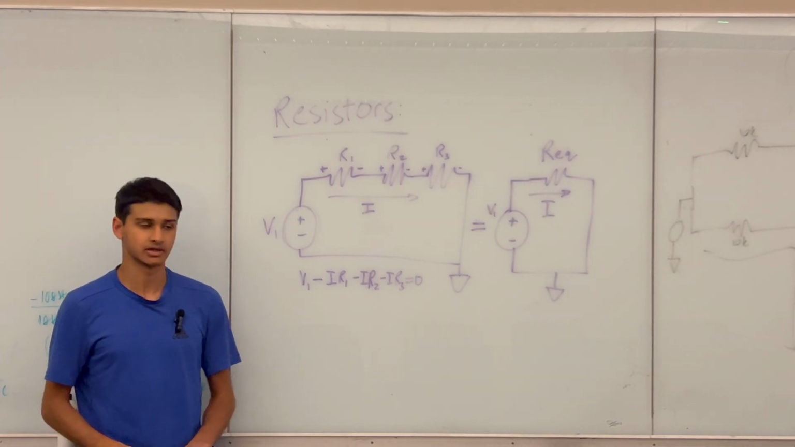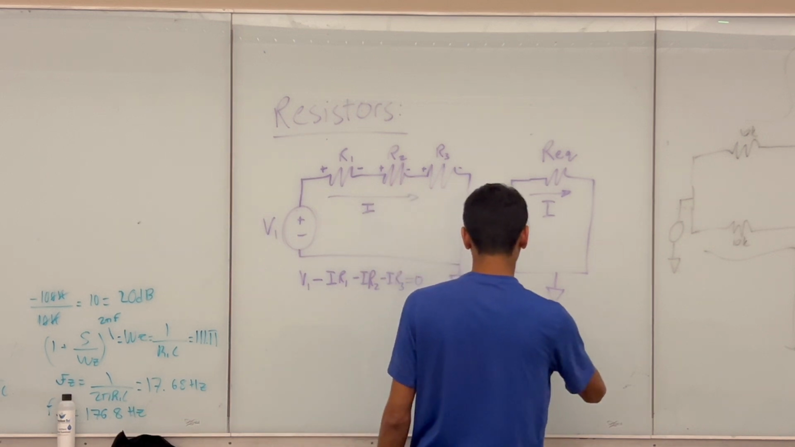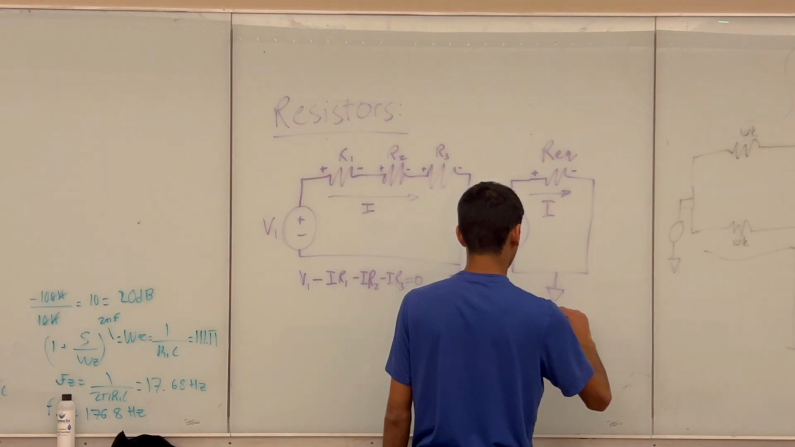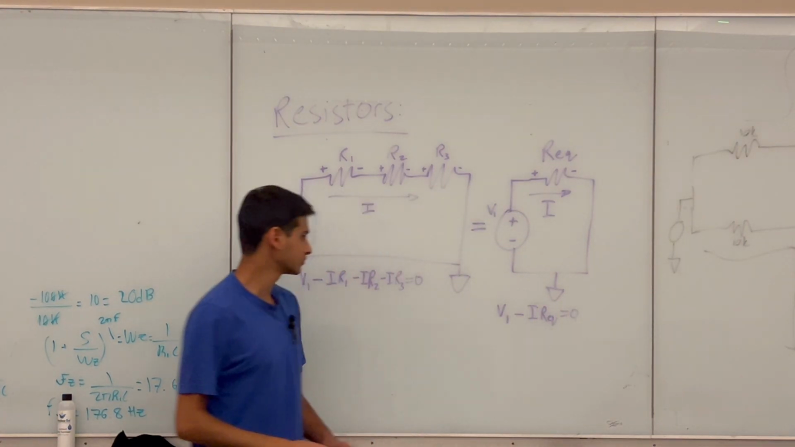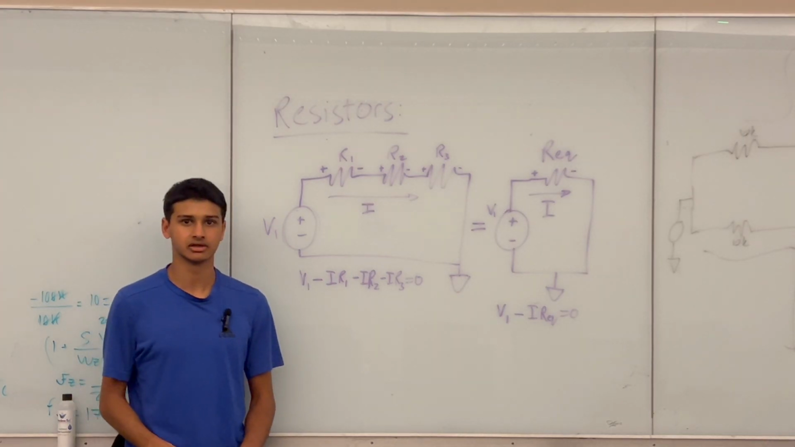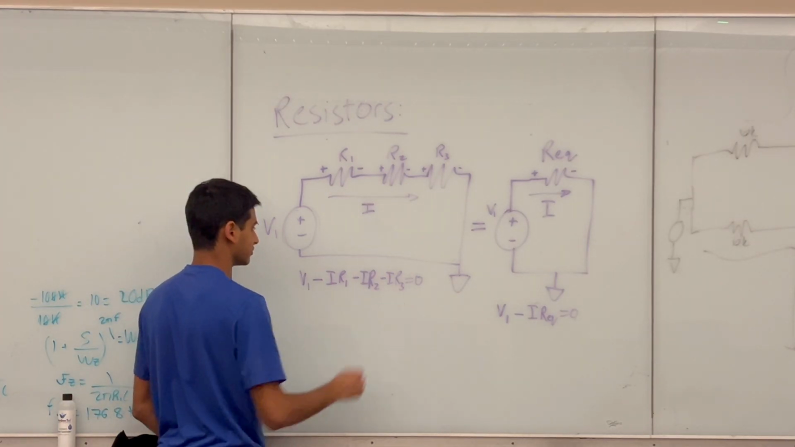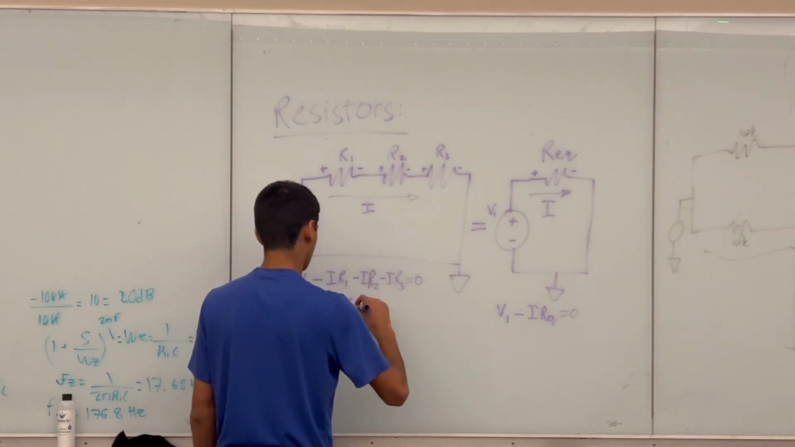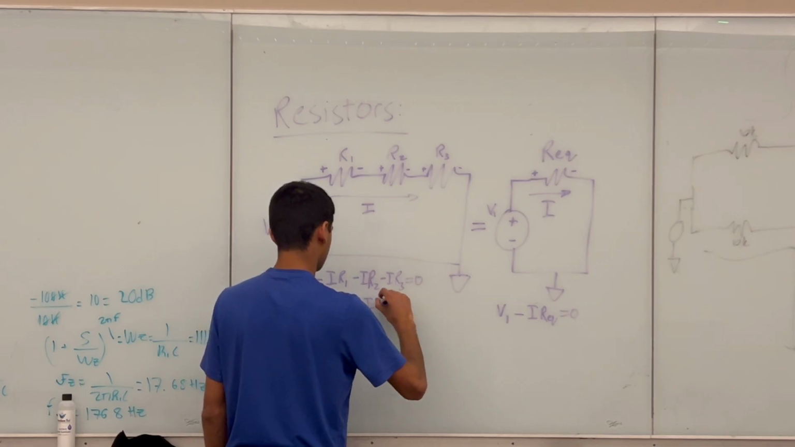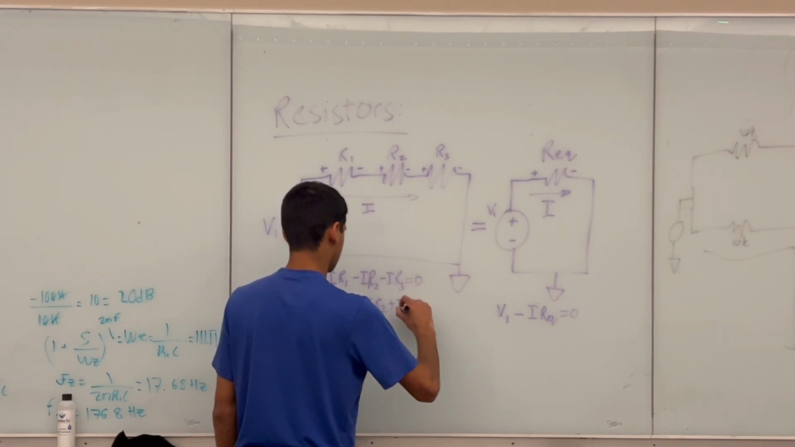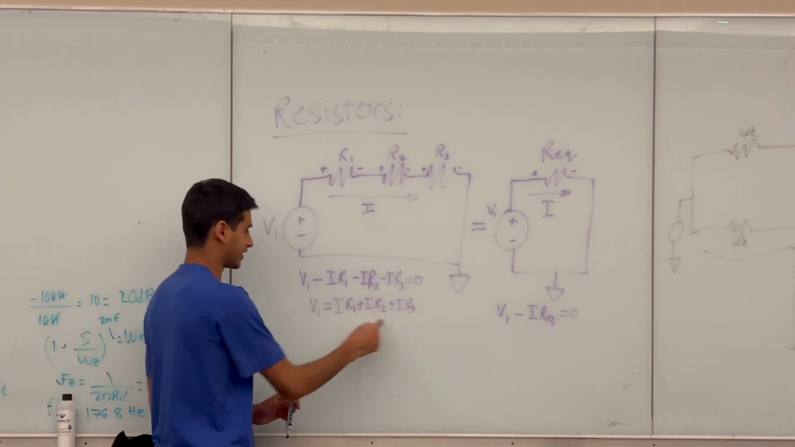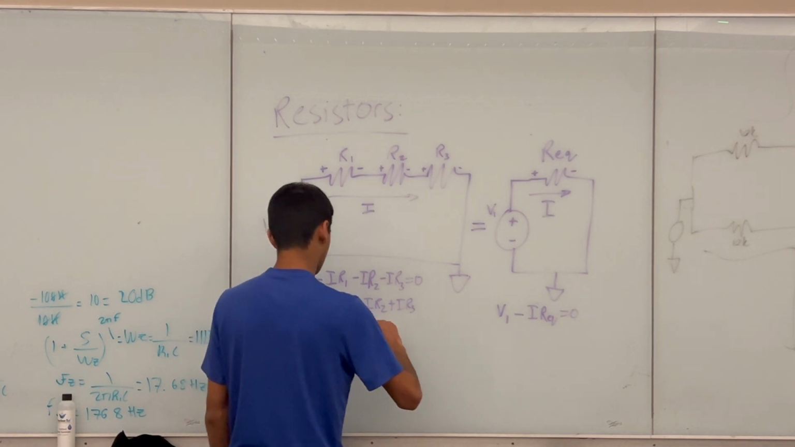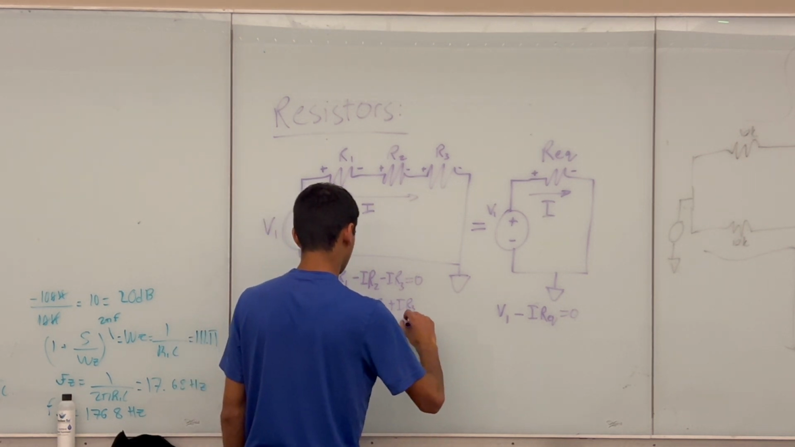And I'm going to do the same for the right side. So V1 minus I Req equals 0. So the next thing I'm going to do is collect the terms with I here and then move them over to one side. So V1 equals I R1 plus I R2 plus I R3. And I'm going to factor out the I. So V1 equals I times (R1 plus R2 plus R3).